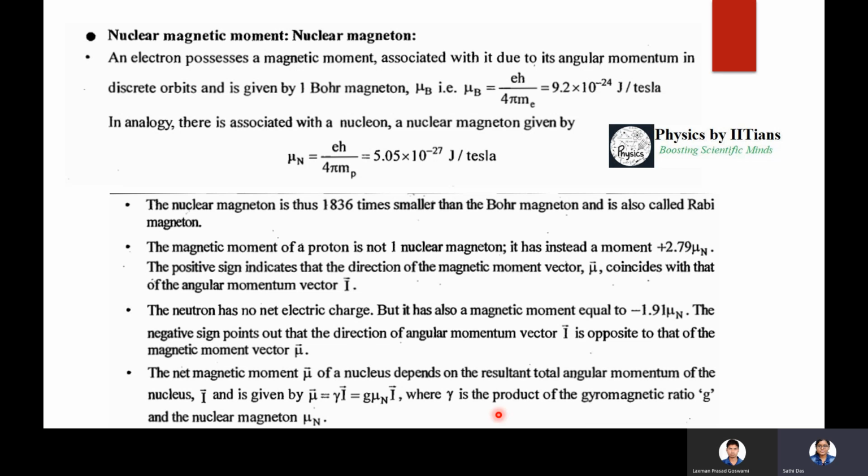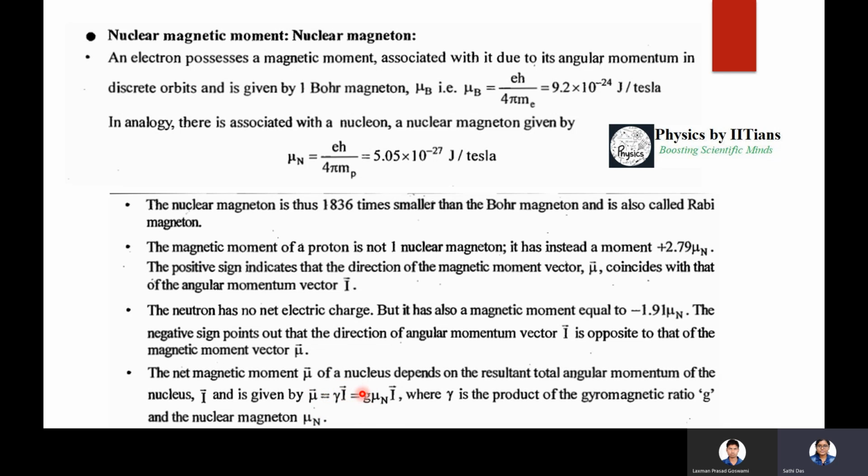And these are all the things that you should know about the gyromagnetic ratio. The gyromagnetic ratio: the net magnetic moment mu of a nucleus depends on the resultant total angular momentum of the nucleus. So mu, that is the net magnetic moment, is gamma into I, where I is the total angular momentum of the nucleus.